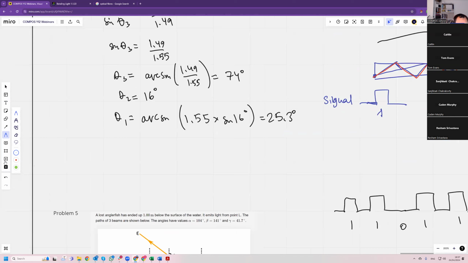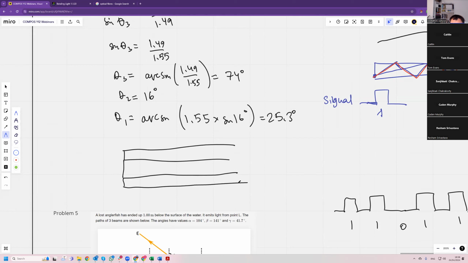So what does that mean? Well, that means that if you have the core and the cladding, and you're sending a signal at, for example, 32 degrees, which is greater than that angle, it will travel this way and it will escape into the cladding. It won't reach the other end.